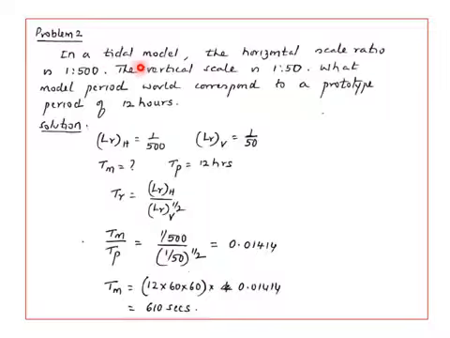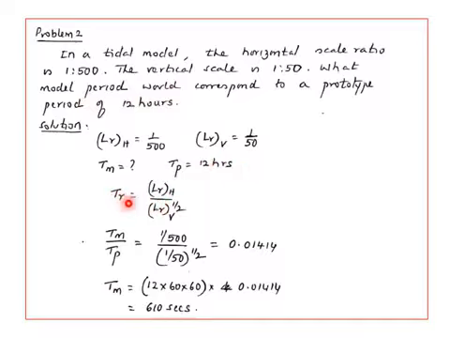We can also solve the problem for a tidal model where the horizontal scale ratio is given as 1 is to 500, the vertical scale ratio is given as 1 is to 50, and what is the model period? That means the time in the model is to be determined, which corresponds to the period of 12 hours in the prototype. We had solved this problem somewhere in the undistorted models. Now we are solving it in the distorted models.